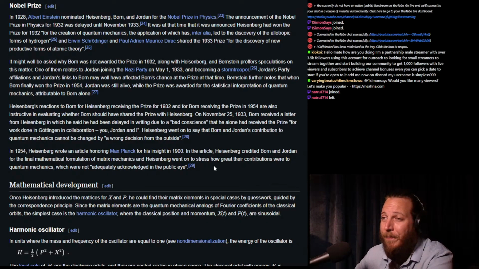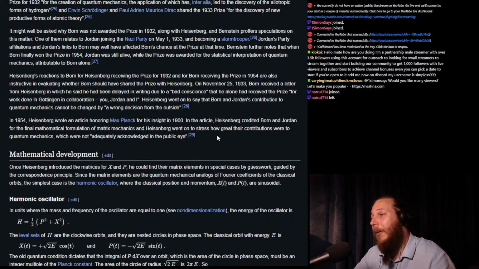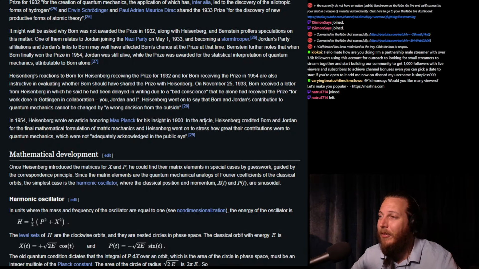I didn't know that. I mean, it probably could have been deduced from information I was aware of. In 1954, Heisenberg wrote an article honoring Max Planck for his insight in 1900. In the article, Heisenberg credited Born and Jordan for the final mathematical formulation of matrix mechanics, and Heisenberg went on to stress how great their contributions were to quantum mechanics, which were not, quote, adequately acknowledged in the public eye.